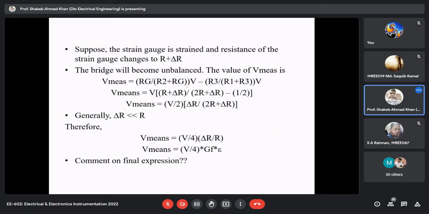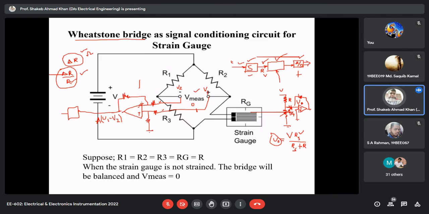Then we are simplifying it, because this Rg is written as R plus delta R, and here you can see that all are R, so it is 1 by 2. So finally we are able to establish the relation between the change in resistance of the strain gauge and your final response. Now look at it carefully.